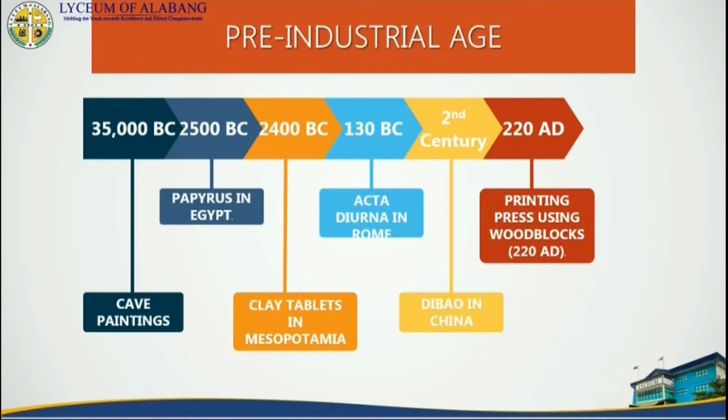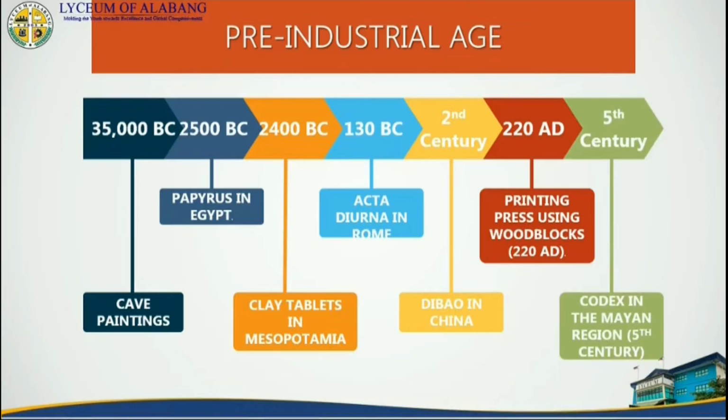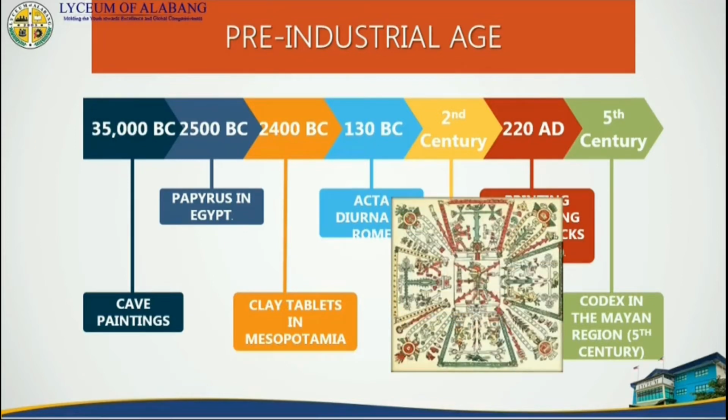Okay, let's move on. In the 5th century, we have the Codex in the Mayan region. Maya codices are folding books written by the pre-Columbian Maya civilization in Maya hieroglyphic script on Mesoamerican bark cloth. So that is the example of their work.